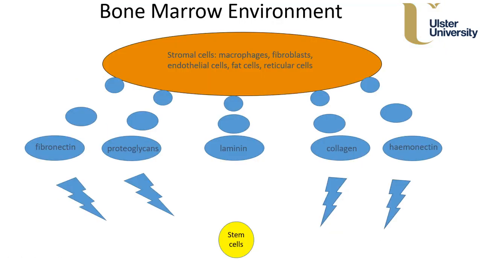So the bone marrow provides an ideal environment in which stem cells can grow and develop. The bone marrow is composed of stromal cells and a microvascular network. And the reason that this provides an ideal environment for stem cells is because stromal cells will secrete extracellular molecules such as collagen, fibronectin, hemonectin, laminin, and growth factors, and all of these are essential for stem cells to grow, divide, differentiate, and ultimately they'll result in a stem cell becoming a mature blood cell.